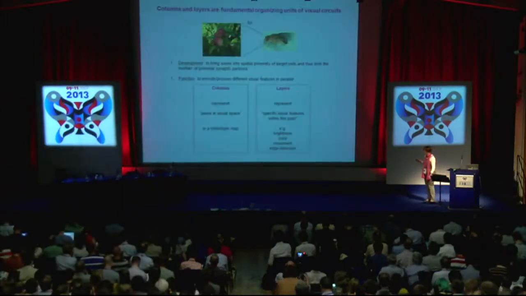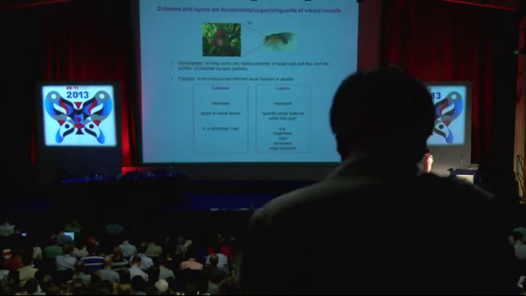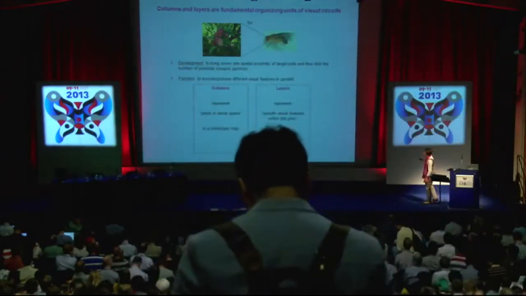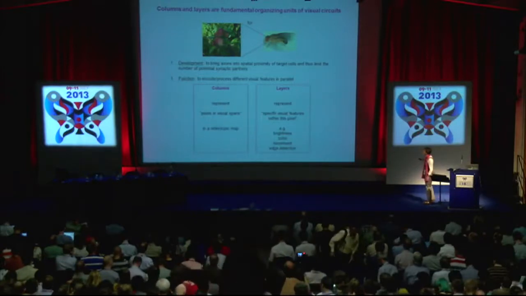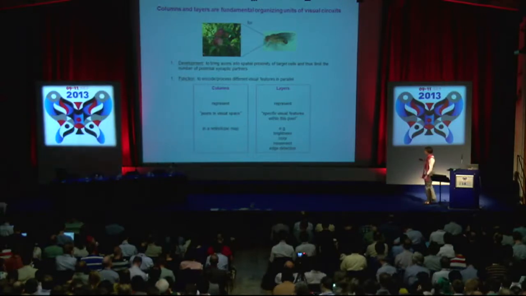Okay, so coming back to the columns and layers, because maybe like you guys, we also like to subdivide things into modules which we can handle. What is really quite striking is the organization in columns and layers. And why do we need them? They are developmental units because they need to bring the neurons together, which later have to make synaptic contacts together.